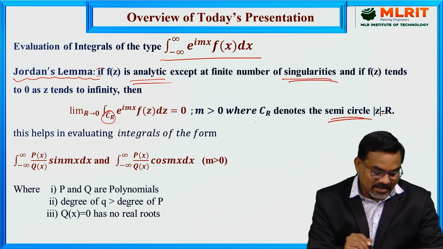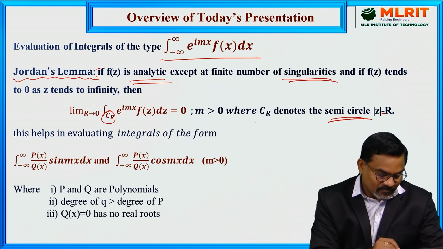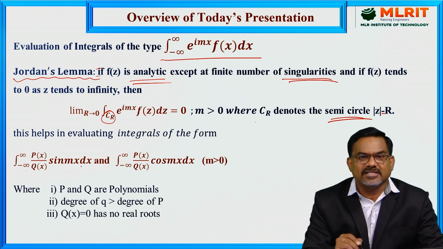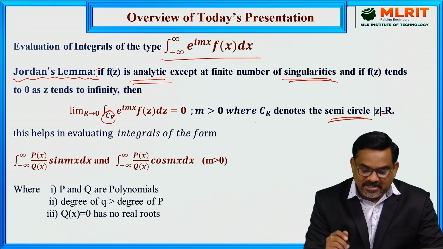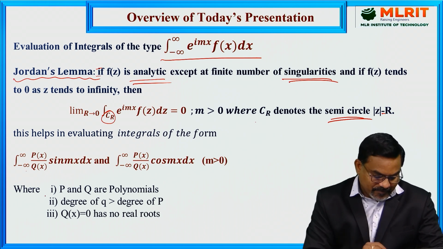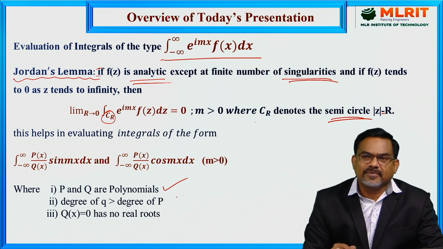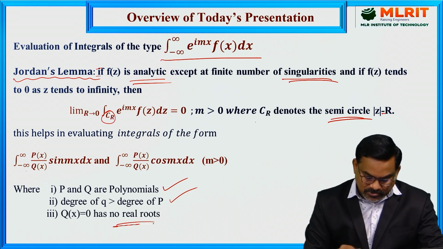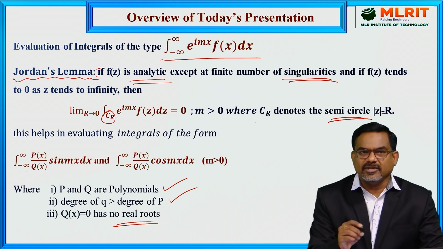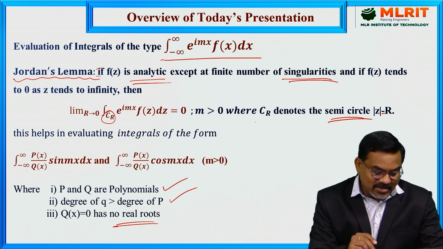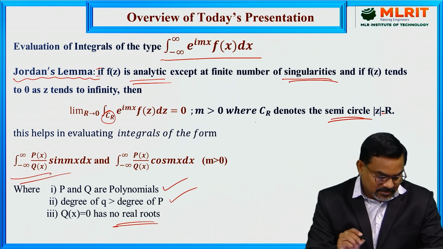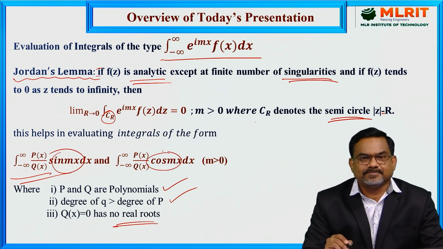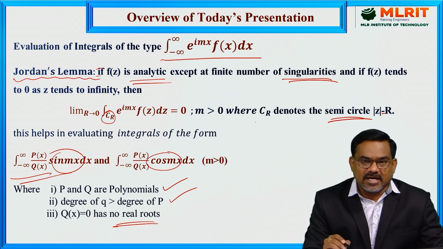It helps us in evaluating integrals of the form integral from minus infinity to plus infinity p of x by q of x sin mx dx or cos mx dx, where m is greater than 0. Here p and q are polynomials, the degree of q is greater than the degree of p, and q of x equal to 0 has no real roots. So we can use Jordan's lemma to evaluate integrals of this form, either with the sine function or the cosine function. Let us discuss this through an example.